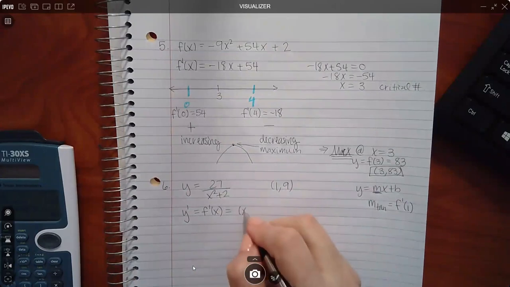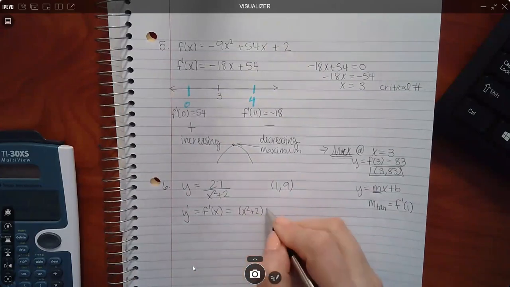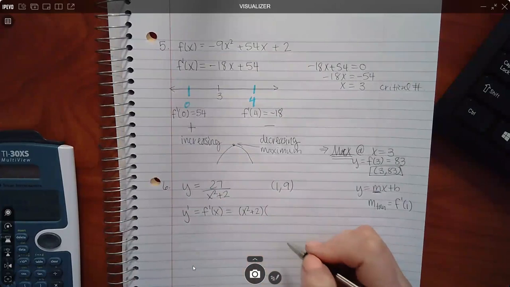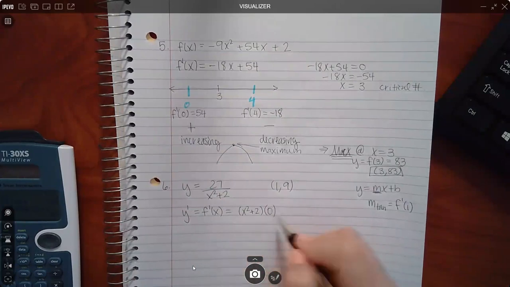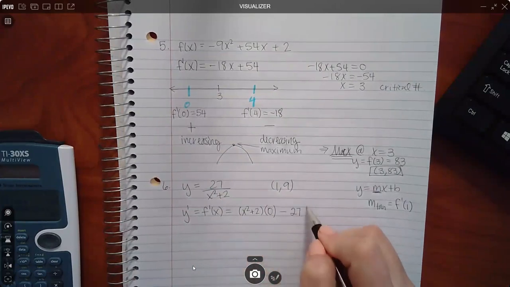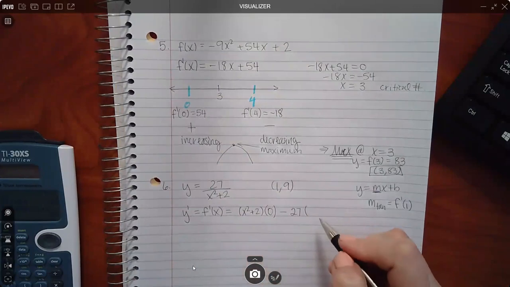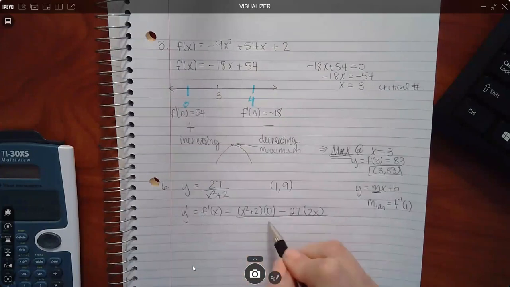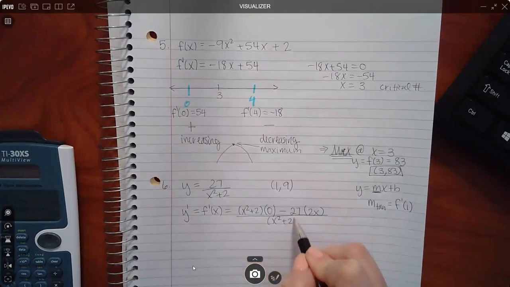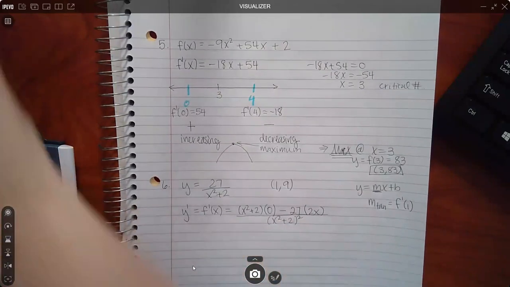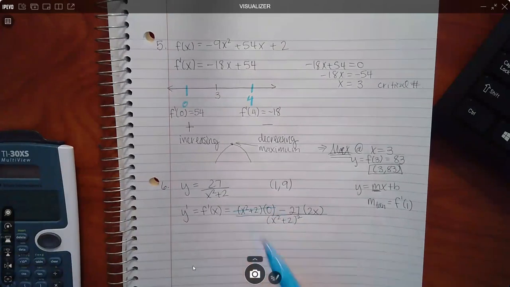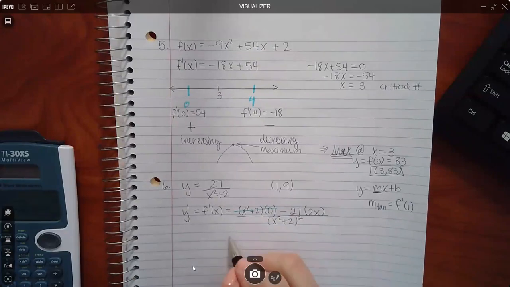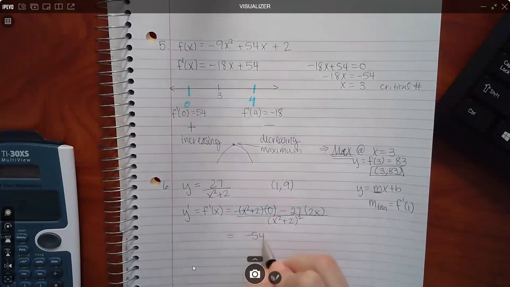So we're going to do low d high. What's the derivative of 27? 0 minus high, d low. What's the derivative of the bottom? All over low squared. Well, this is literally going to disappear because it's times zero, right? So all you end up with is negative 54x over this guy.